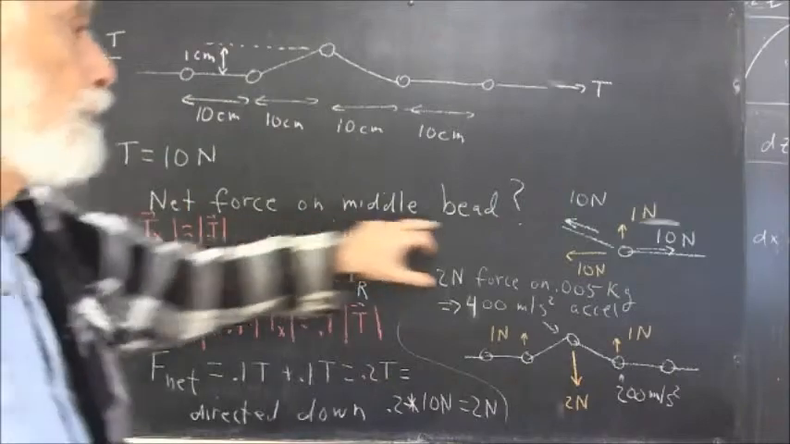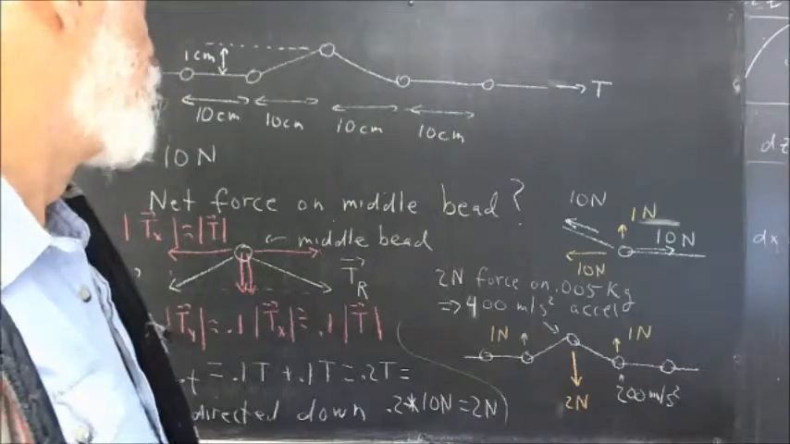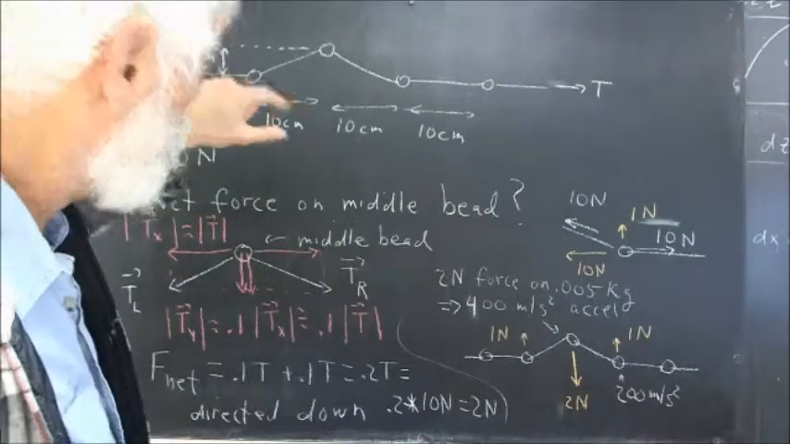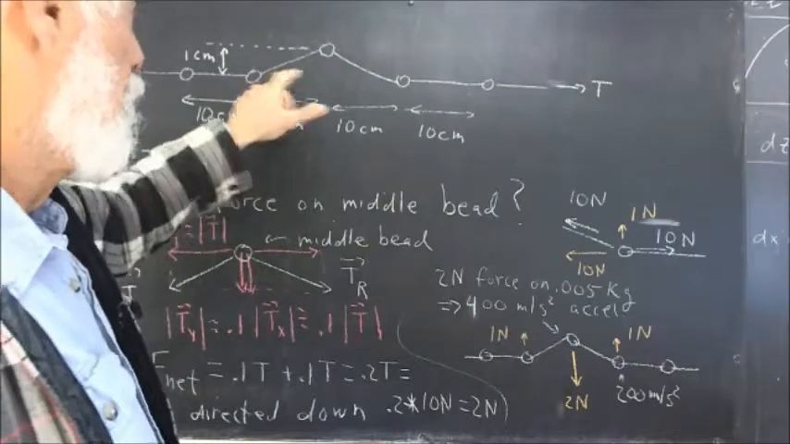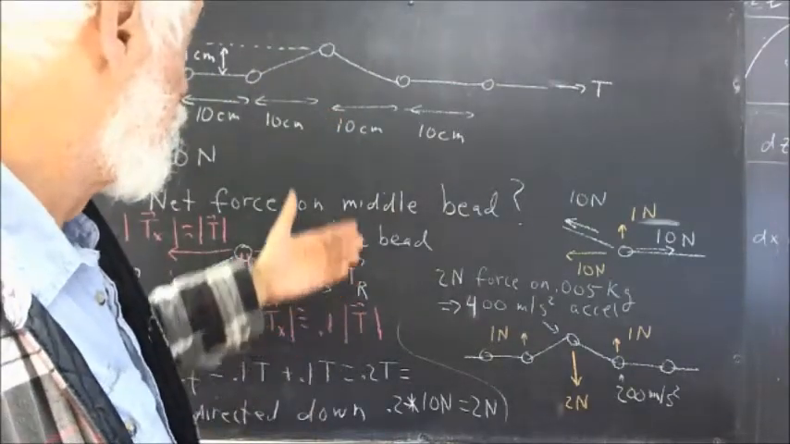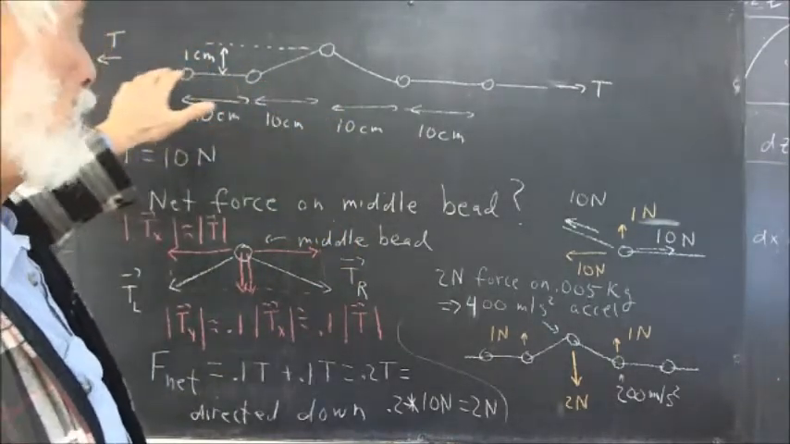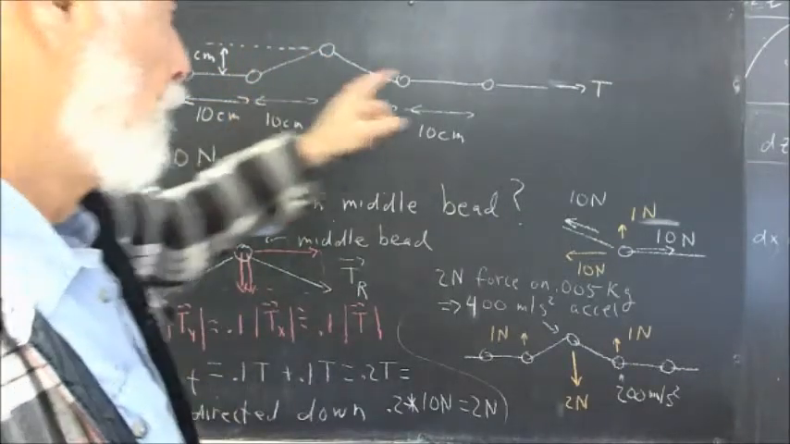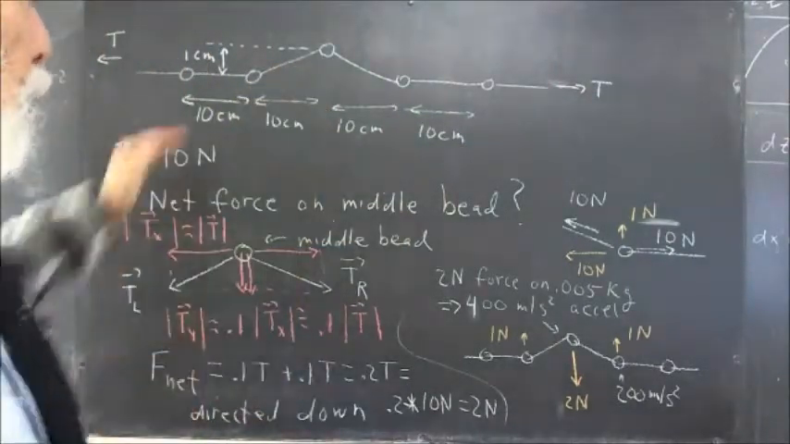And we want to find the net force on the middle bead as a result of this configuration with this tension. Now, we can assume that this tension is the same throughout the string. In reality, displacing this bead here is going to increase the tension slightly. But it's going to be a very slight increase, less than a 1% increase in the tension for a 1 centimeter displacement. So we're not going to worry too much about the fact that this tension is actually maybe 1 or 2% higher than the 10 newtons. We'll just assume that it's 10 newtons throughout.